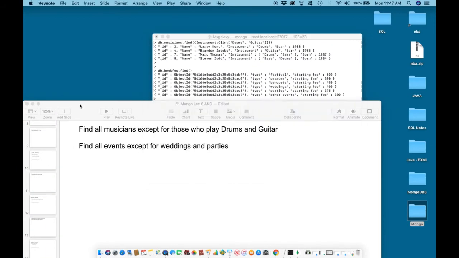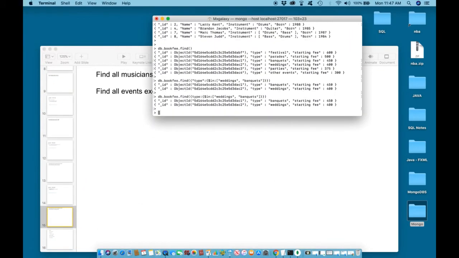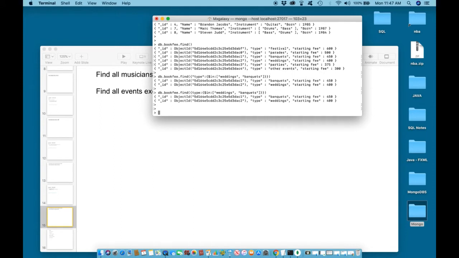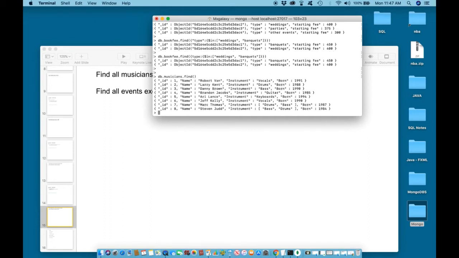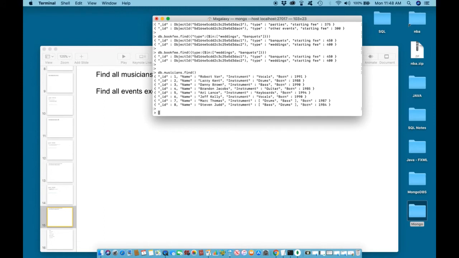In the MongoDB console, first let us look at the musician collection. And we have a few. We have drums, guitars, drums. So we're looking to retrieve everyone else who plays something other than a drum or a guitar. To do this, we will write the very same command.